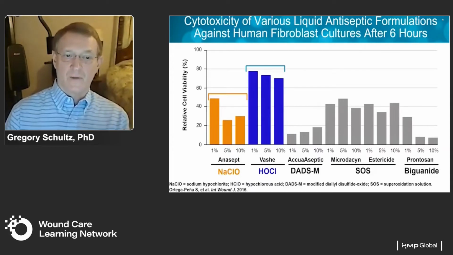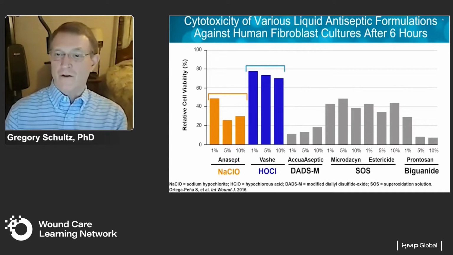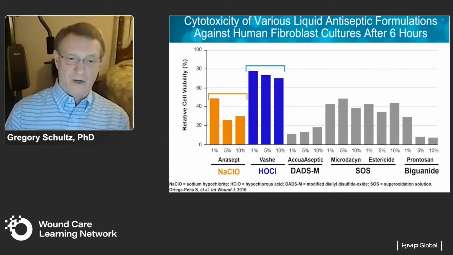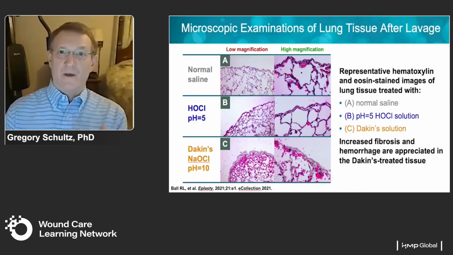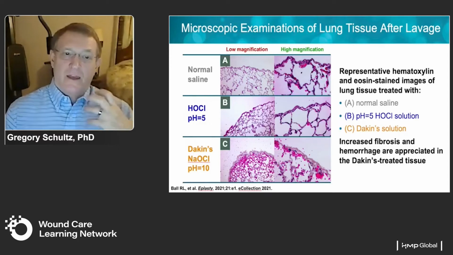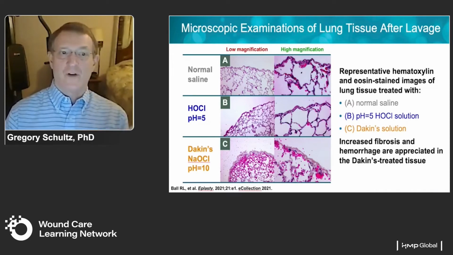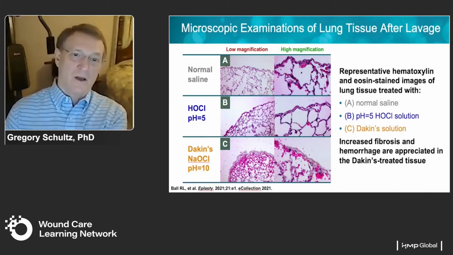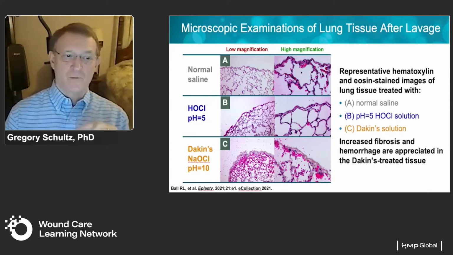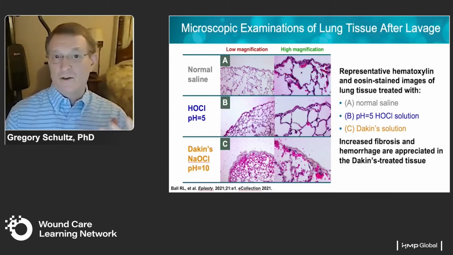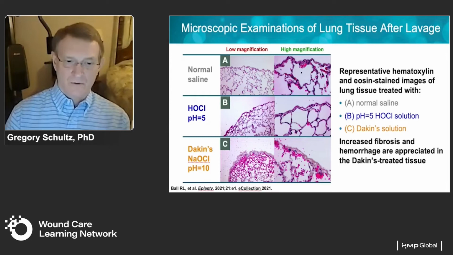In addition, the cytotoxicity of hypochlorous acid is much better compared to the cytotoxicity of various sodium hypochlorite or other types of microbicidal chemicals that are typically seen in many of the commonly used cleansing solutions. The other aspect is the histological evidence of the effect of hypochlorous acid versus sodium hypochlorite, for example, on lung tissue after lavaging. You can see in panel B, the hypochlorous acid, that the histology of the lung tissue is very well preserved compared to the Dakin solution, and is almost similar to what we see in normal lungs. So this again indicates that in tissues, the cytotoxicity of hypochlorous acid is very good.